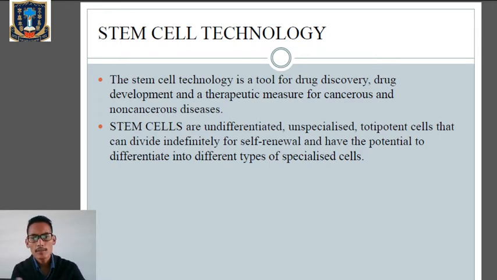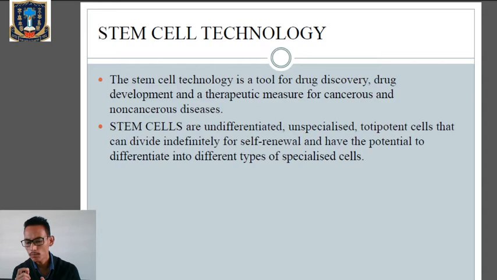So actually, what do you mean by stem cells? Since we are going through the stem cell technology, what do you mean by stem cells? So stem cells are mainly undifferentiated, which are not differentiated into any types of tissues or organs. Clear? So they are undifferentiated cells. They are unspecialized cells, and they are totipotent cells. They can form any types of tissues, any type of cells or organs in our body. Clear? So stem cells are undifferentiated, unspecialized, and totipotent cells that can divide indefinitely for self-renewal. Okay, and they have the potential to differentiate into different types of specialized cells.